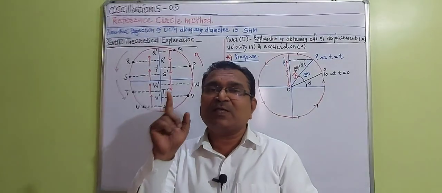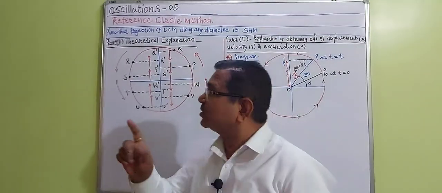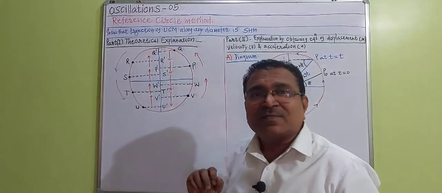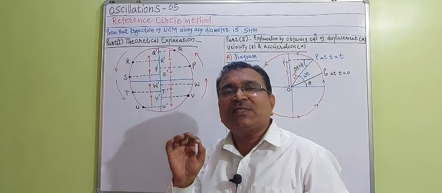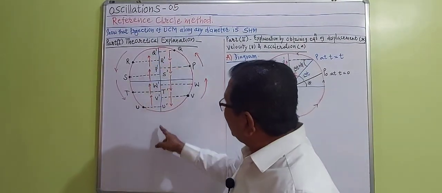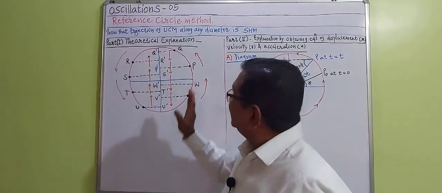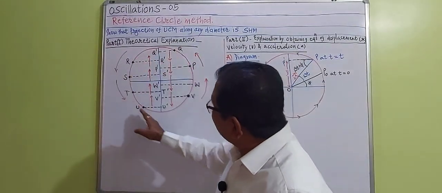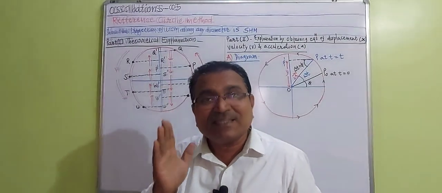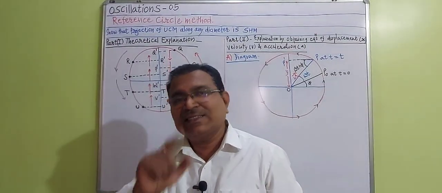A particle is performing uniform circular motion along the circumference of a circle. By choosing one of the diameters, I have chosen the y-axis diameter, then the projection of the particle on the circumference of the circle performs SHM. How is it? See here.